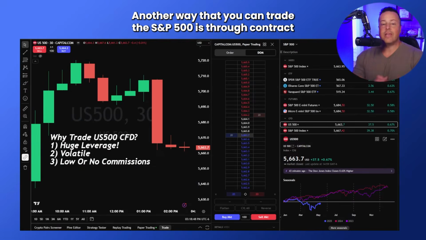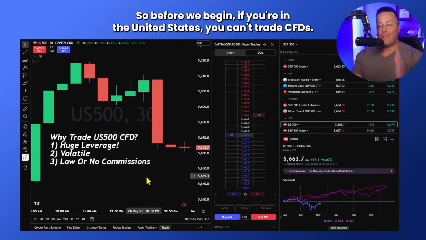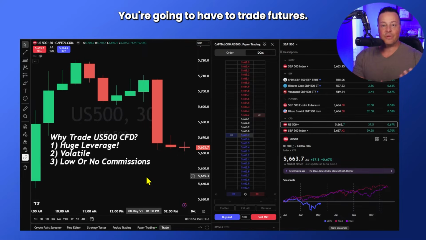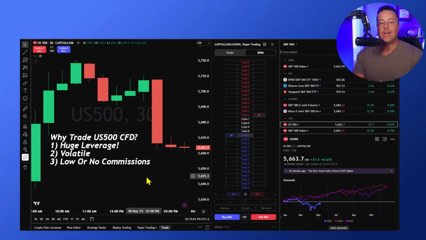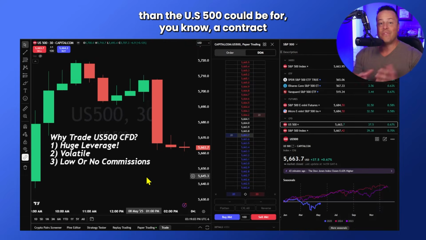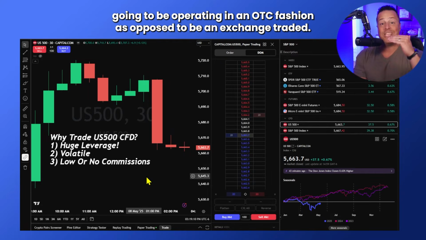Another way that you can trade the S&P 500 is through contract for difference products. So before we begin, if you're in the United States, you can't trade CFDs. You're going to have to trade futures. But if you're abroad in a municipality that does allow CFD trading, then the US 500 could be for you. Now, a contract for difference product operates a lot like a futures contract, except that it's going to be operating in an OTC fashion as opposed to being exchange traded.